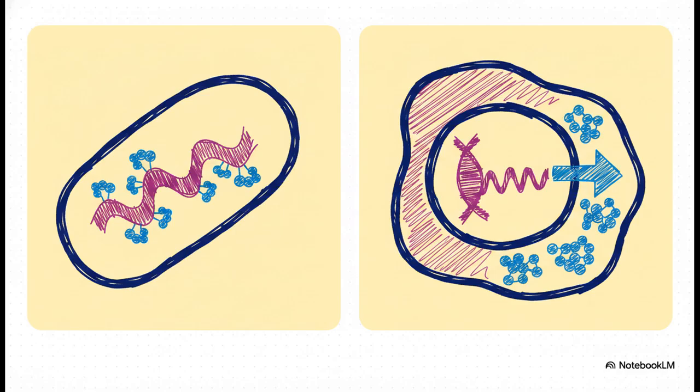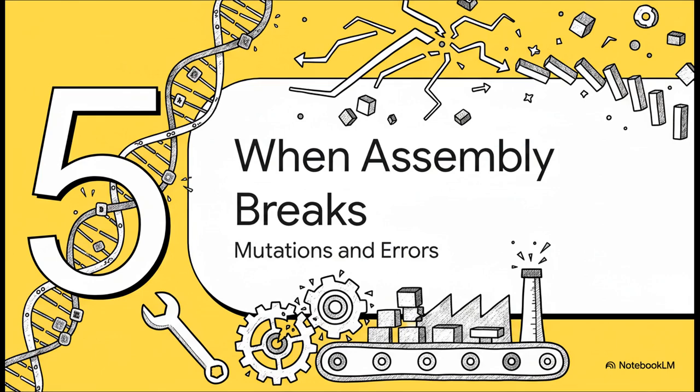The nuclear envelope creates this strict physical barrier. So transcription happens exclusively inside the nucleus, and translation waits to happen out in the cytoplasm. And this segmentation is a real game changer. It allows us to extensively edit and modify our RNA instructions before they ever hit the factory floor. It's a massive hallmark of complex life. And finally, section 5, when the assembly breaks.